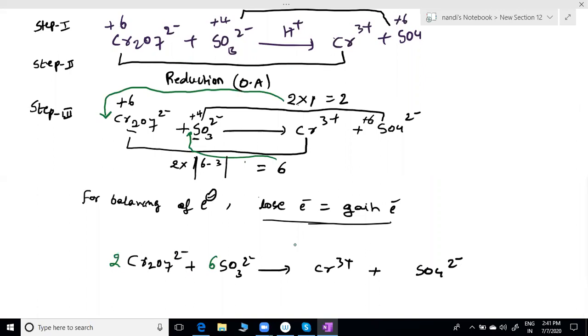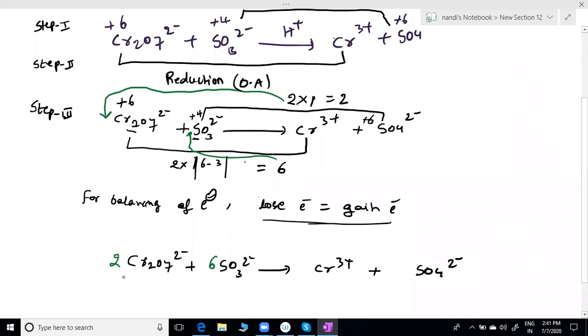Calculate the N factor, then crisscross the N factor. The N factor of the oxidizing agent you write in front of the reducing agent. The reducing agent N factor you can write in front of the oxidizing agent. If possible, note down that sentence. Otherwise, exchange the N factor. Whatever terminology you can try to use. Clear?